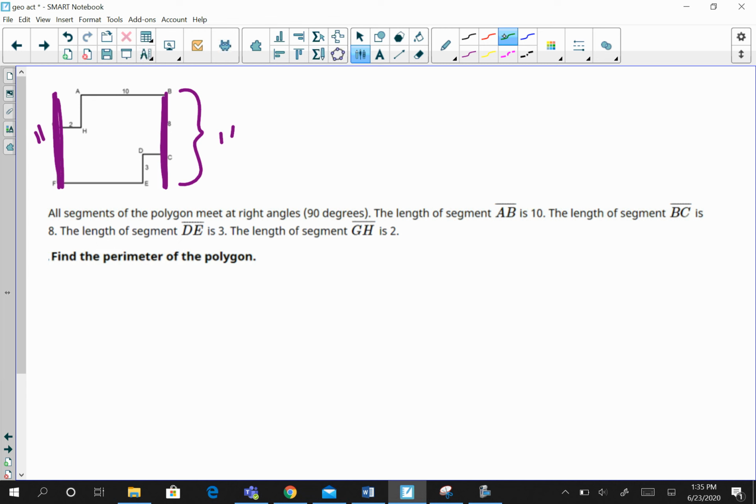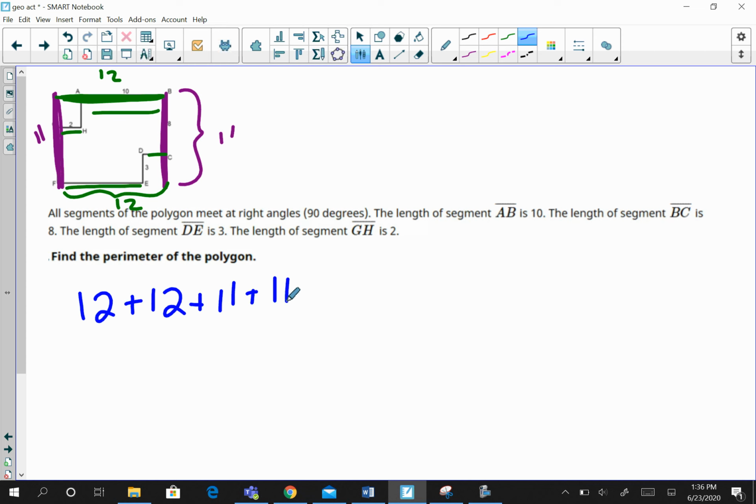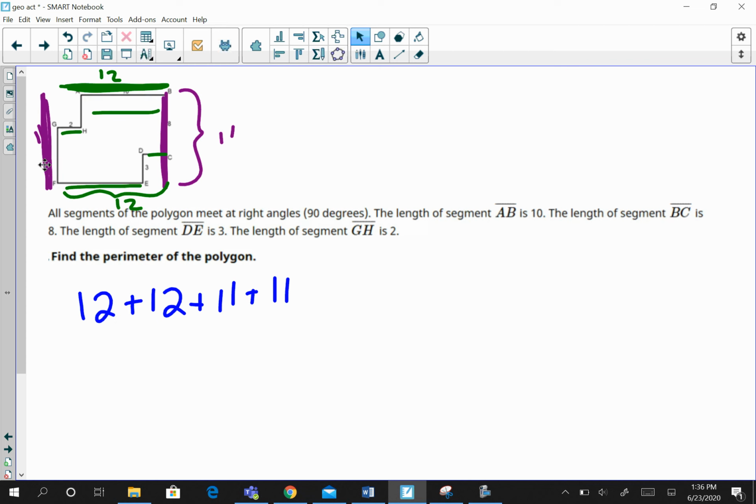Top, this whole portion is 12, right? This 2 and this 10 gets me 12, which means that this whole portion put together will also be 12. All you have to do is make sure that you've accounted for every little inlet that there is. Once you've done that, it's basically just a rectangle. So I have 12 for the top and 12 for the bottom, and then 11 and 11 for the sides. I'm going to move these off, just so that I can make sure I've accounted for every side.